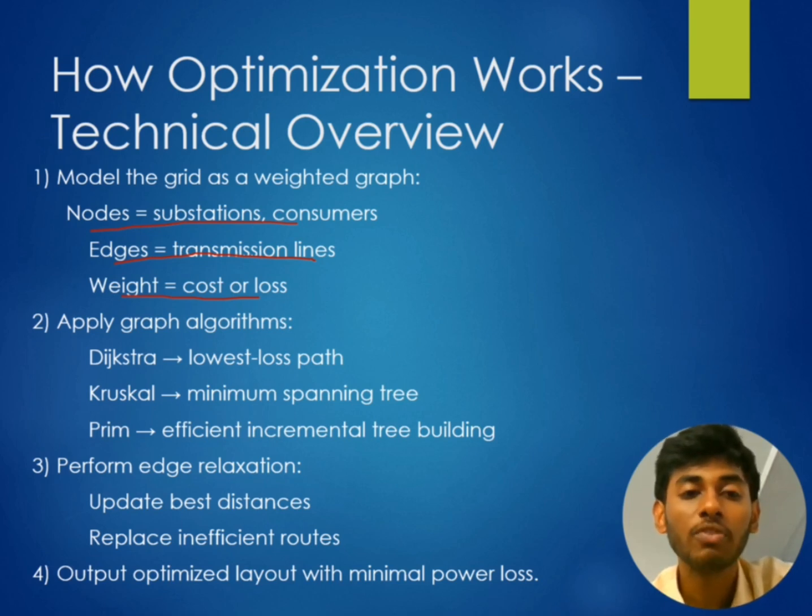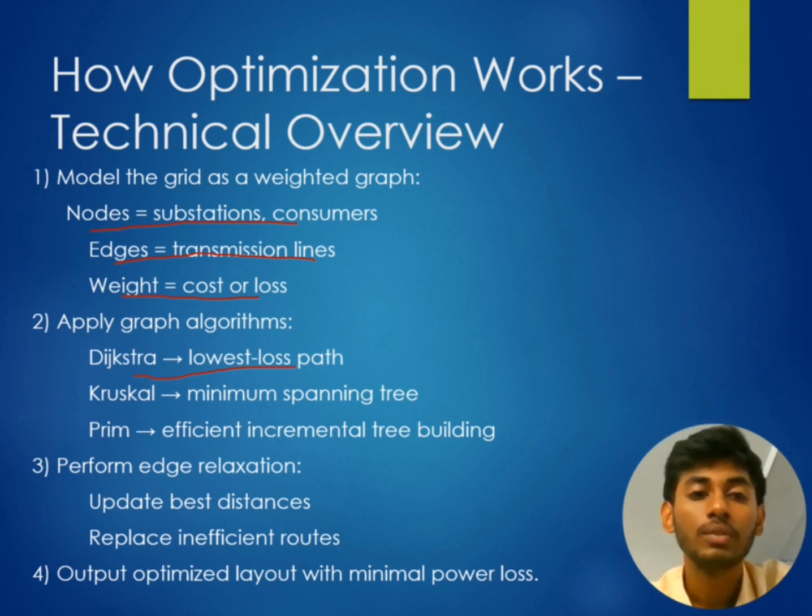The second step is we use robust graph algorithms on this model. Some of them may be familiar to us. We use Dijkstra's algorithm to find the shortest path of the graph from one point to another. We use Kruskal's or Prim's algorithm to design the entire network from scratch, which is called finding a minimum spanning tree. Prim's algorithm is efficient incremental tree building.